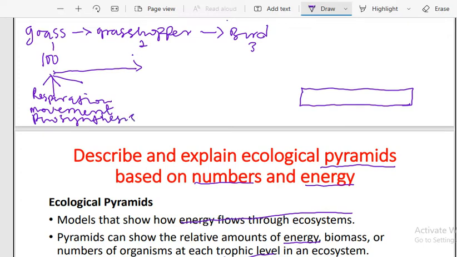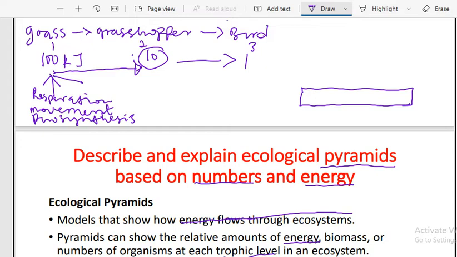So you see, out of the 100% energy produced, the producer will use some, and only 10% of this energy will be transferred to the grasshopper. That means the grasshopper will only have 10. 10% of 100 is 10, so only 10% will be transferred. Then only 10% of this 10 will now be transferred to the birds. So 10% of 10 is just 1.